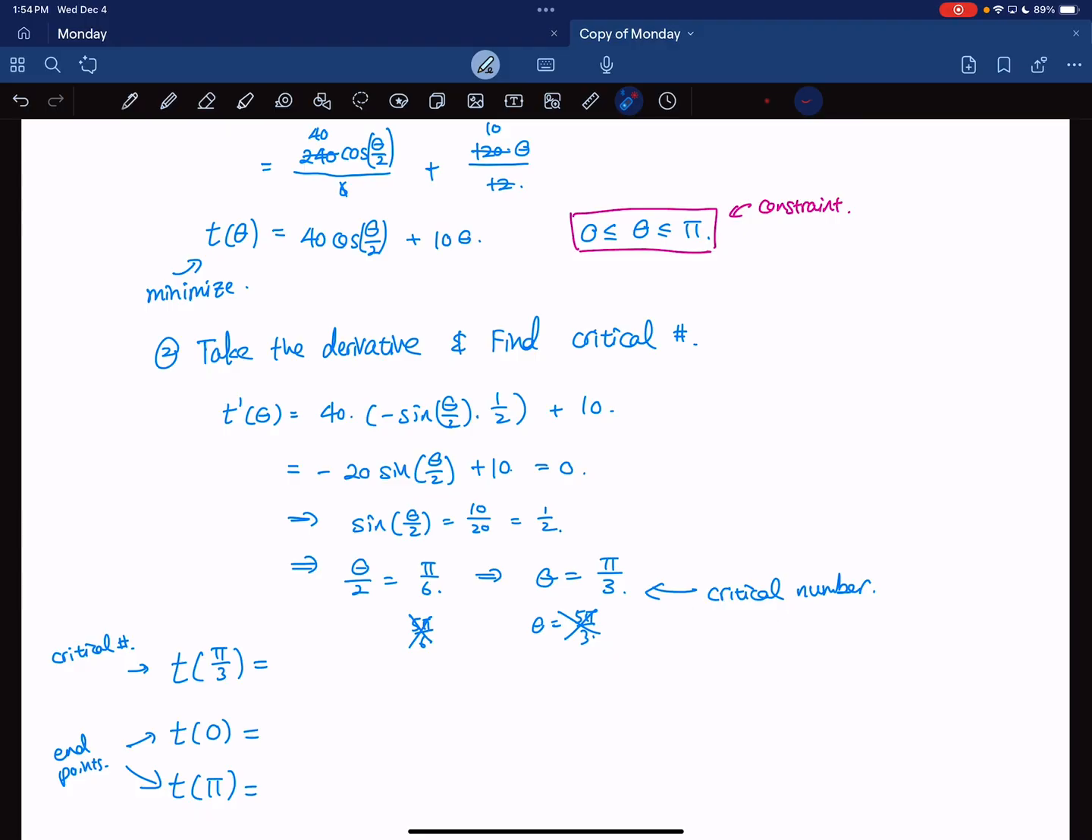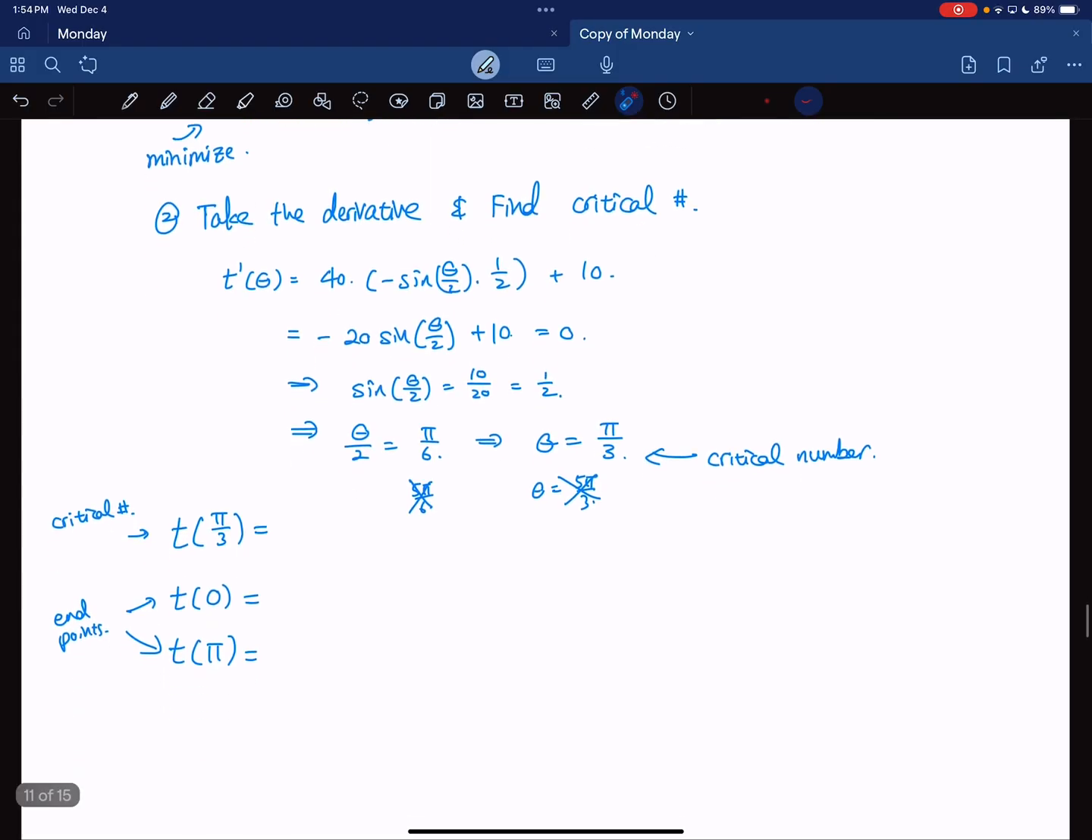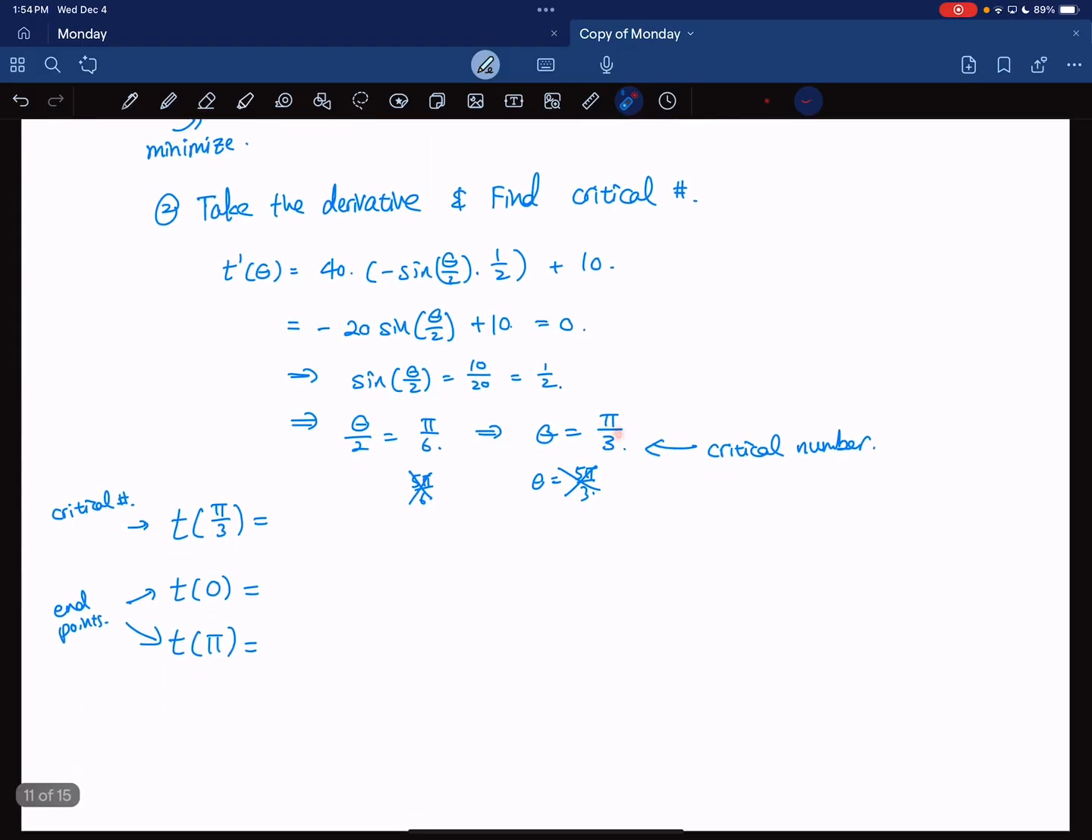You have to figure out where the minimum actually occurs. It could occur at a critical number, or it could occur at the endpoints. And in order to tell where the minimum actually occurs, you have to plug the critical number into the original expression. So I have to figure out what t of pi over 3 is, as well as t of the endpoints. This is very important. You have to do this.